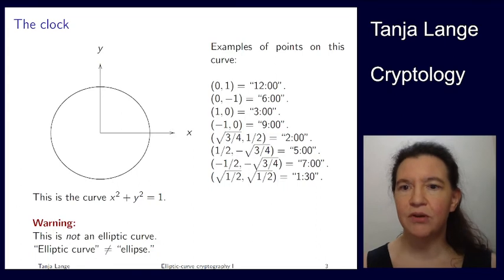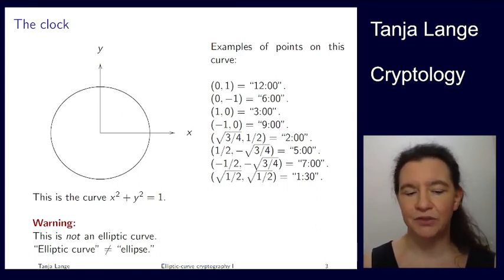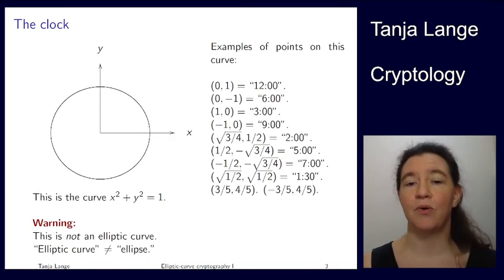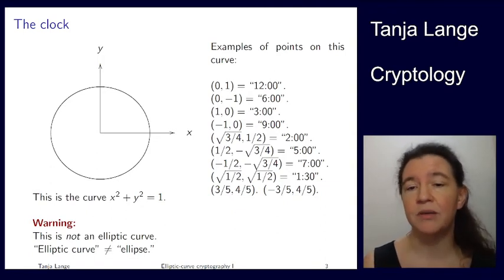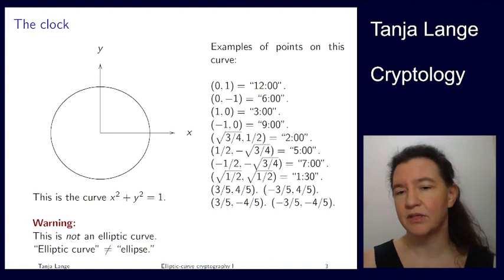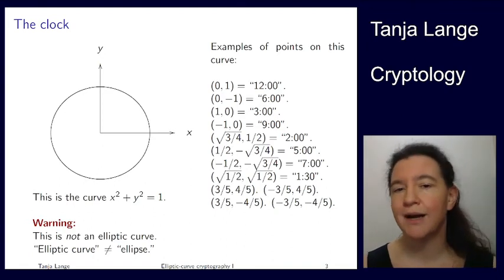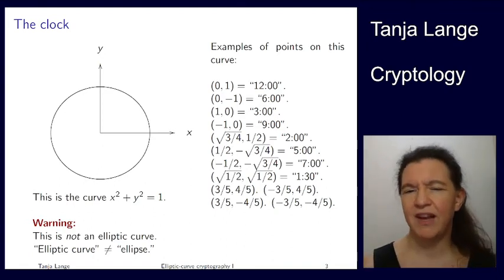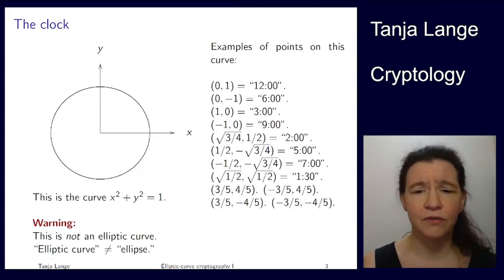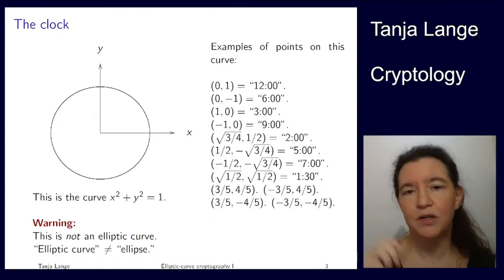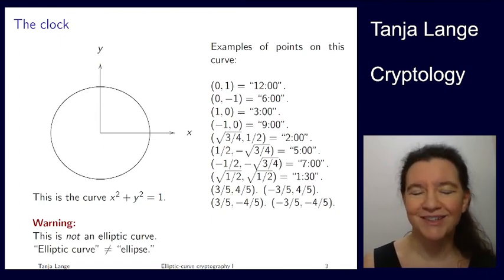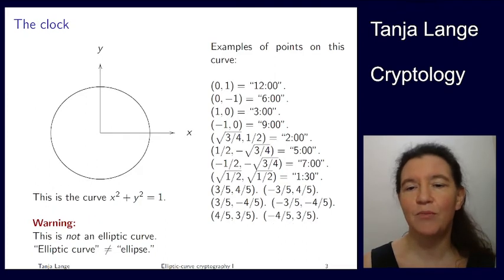And then there are points which are not just awkward because they include square roots, which you can motivate with trigonometry, but there's also a point like (3/5, 4/5). Verify it's on the curve, it definitely is, as are also the numbers with minus signs in the different positions. All of these points are on the curve, but finding what time it is when it's (3/5, 4/5), well, that's not what you learn in kindergarten, and it's definitely not one of the normal times that you would put in for an appointment. And there are many more points.